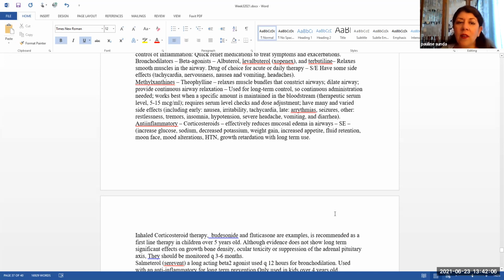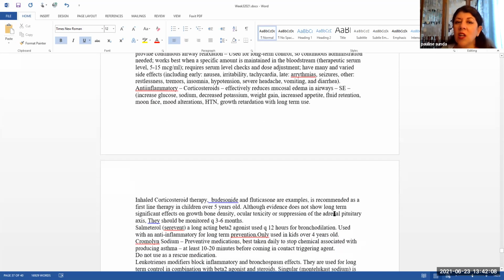They can have quite a few side effects. Early side effects include nausea, irritability, tachycardia. Some later side effects include arrhythmias, seizures, and then some other general side effects include restlessness, tremors, insomnia, hypotension, severe headache, vomiting, and diarrhea.